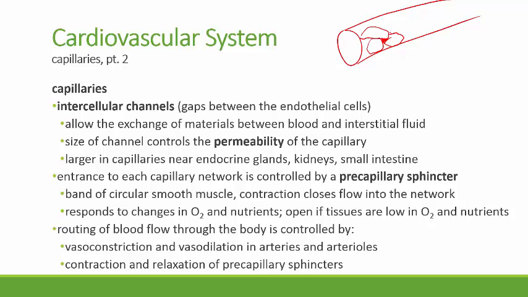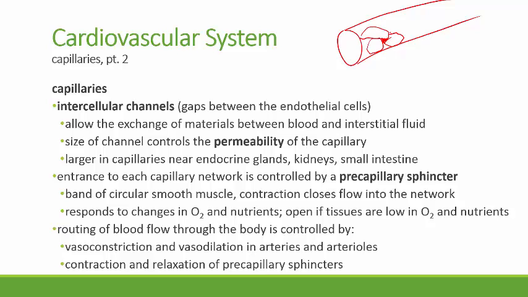So we see larger intercellular channels in capillary networks that are near to endocrine glands, the ones that are producing the hormones that need to be picked up and carried by the blood. They're larger in the capillaries of the kidneys, where we're busy trying to get all of the waste cleared out of the blood, and larger in the capillaries near the small intestine, because that's where we're picking up all the goods from the small intestine, the digested bits of fats and sugars and proteins and so on.